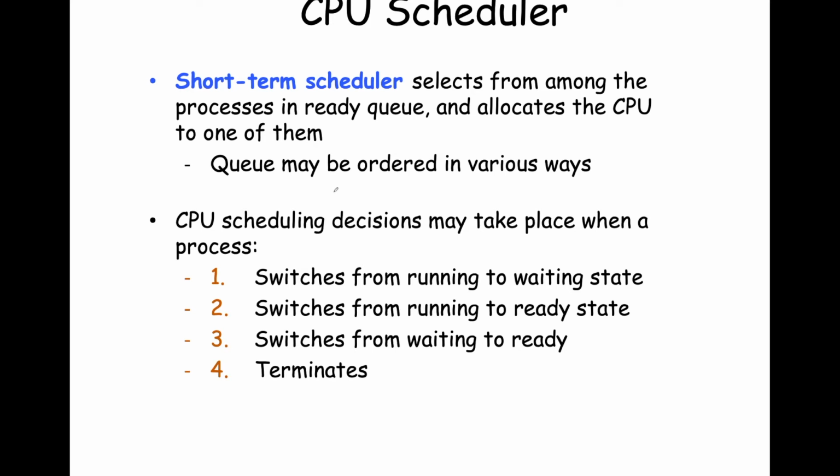The next one, 3, is switching from waiting to ready. So that means you are on a wait queue, you being a process, waiting for I/O to complete, or some device to complete its I/O. And that device is ready, you get the data, and now you go to the ready queue. You're no longer on the wait queue for the device. Your interaction with that I/O device is done. And so a scheduling decision is made then. And then also when a process terminates, a scheduling decision is made.